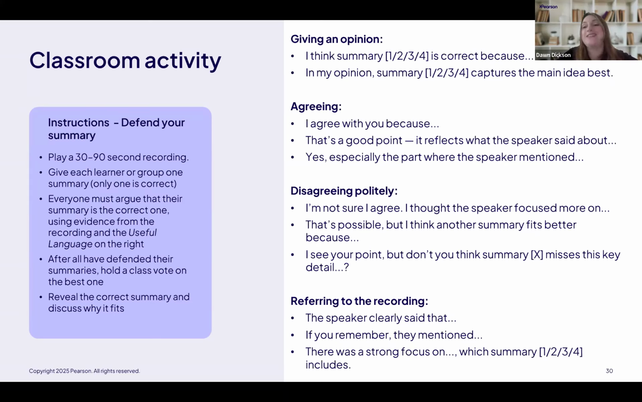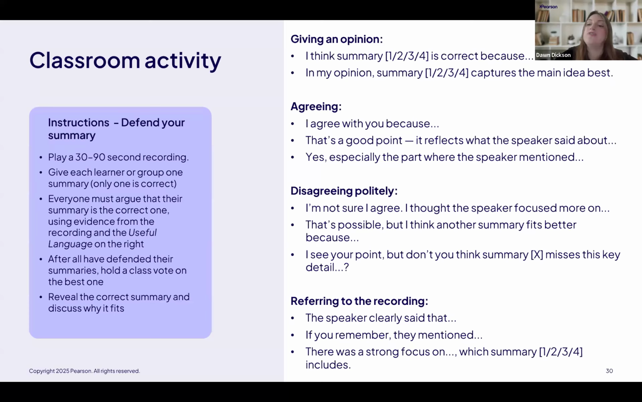I can imagine learners getting quite passionate about this and wanting to prove that their summary is the correct one, and wanting to show their amazing debating skills, and their ability to defend an argument. So they need to show evidence from the recording that theirs is the correct summary, and they can also use this lovely language here on the right hand side.